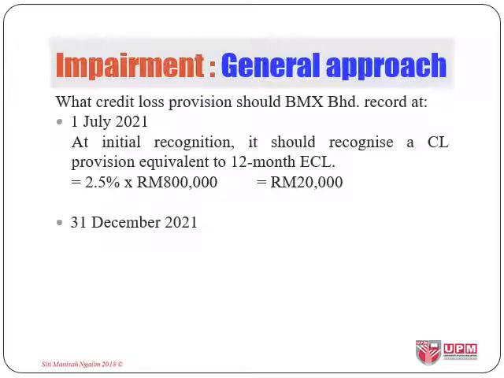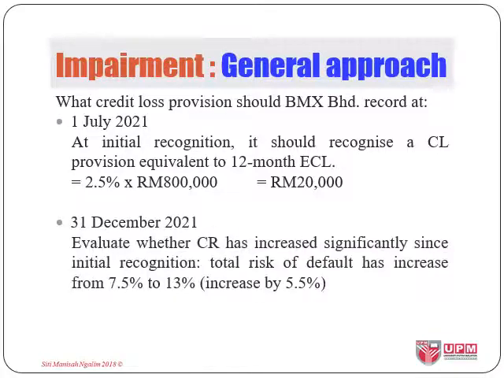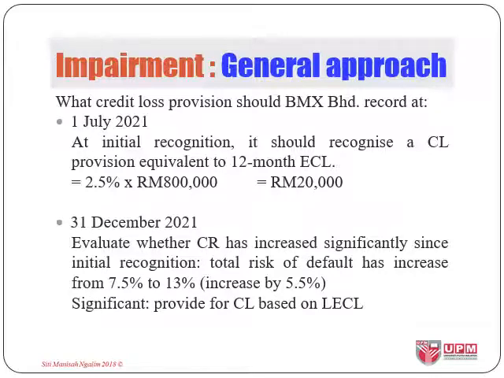As at 31st December 2021, which is the first reporting date for the financial asset, we need to evaluate whether the risk has significantly changed. We have seen that the total risk of default has changed from 7.5% to 13%, an increase of 5.5%. Because the significance of risk really depends on the reporting entity to judge, one entity may find it significant, while another may not. If it is considered a significant increase, then the entity shall provide for the lifetime ECL instead of 12 months ECL.